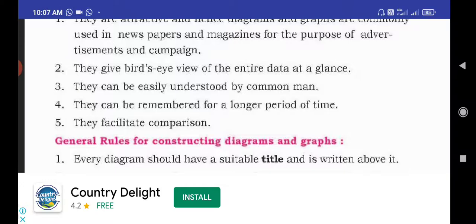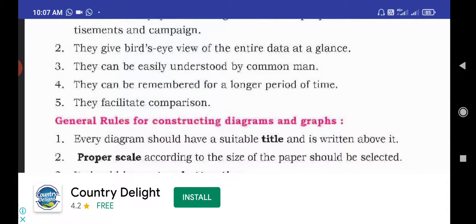Next we should know one more importance. They give a bird's eye view of the entire data at a glance. Statistical data should be converted into graphs or diagrams. That is very useful and very attractive information. That graph attracts employees, customers, competitors or any other person. The data will be attractive. That is the intention. We can use the graphs.